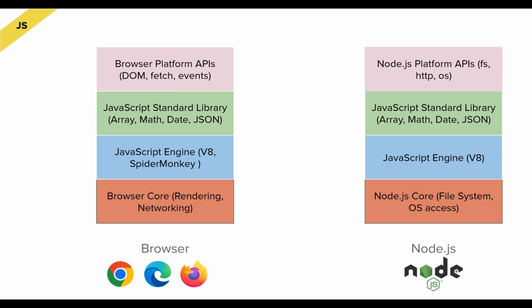Next, we will talk about platform API. So these depend on where you are running JavaScript. In the browser, the platform API gives you access to the DOM object, events like mouse click, and web features like a fetch. Similarly, in Node.js, the platform API gives you access to file system, access to OS, download data over HTTP.